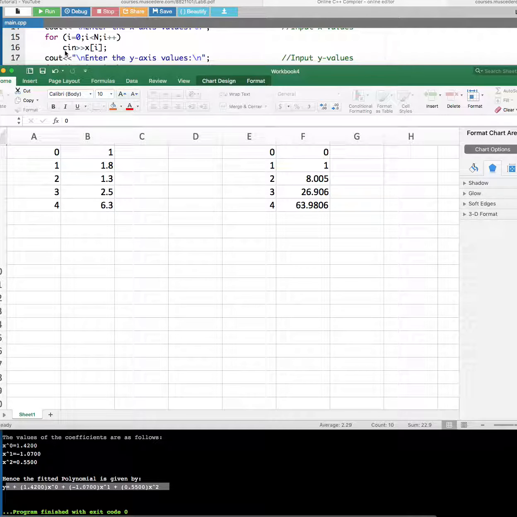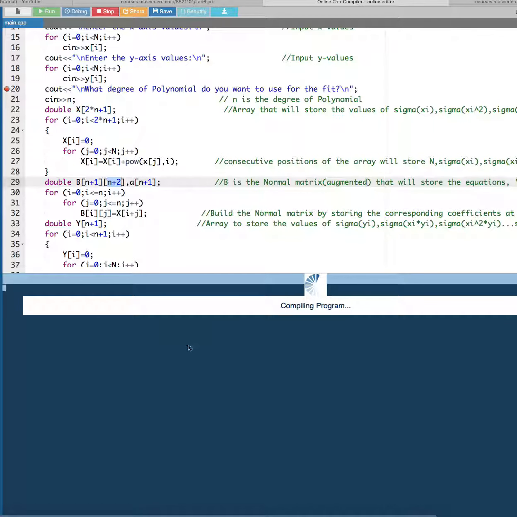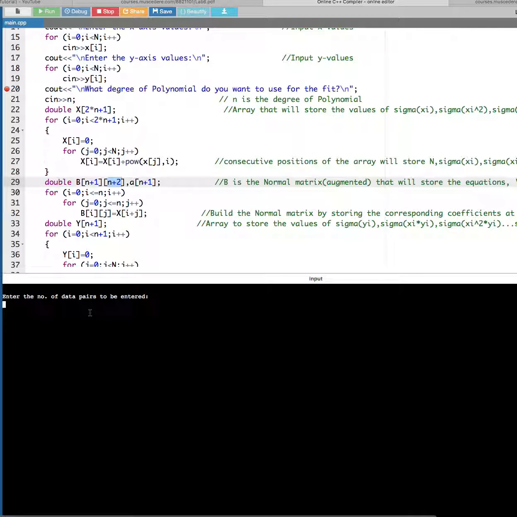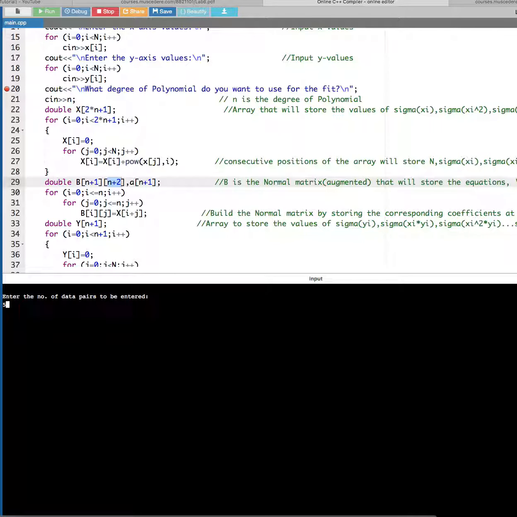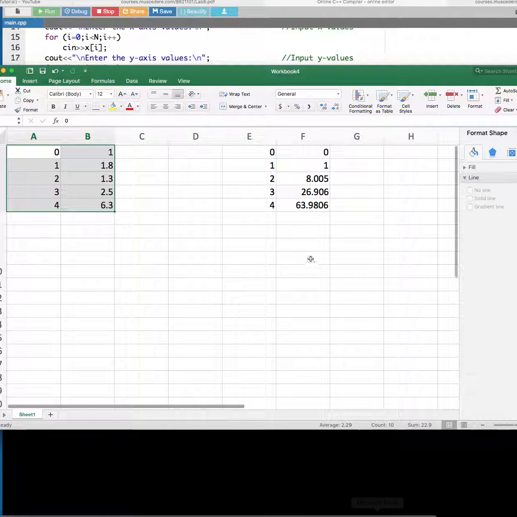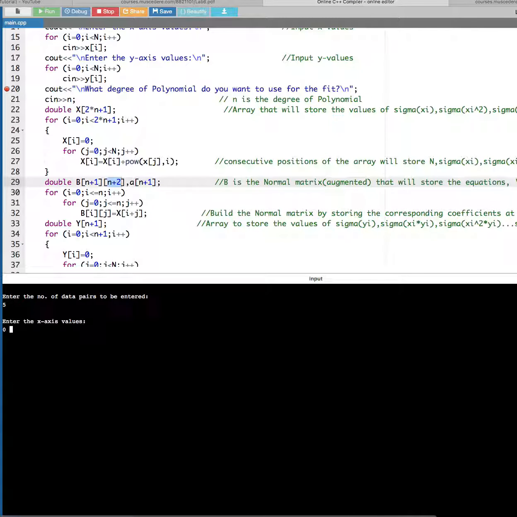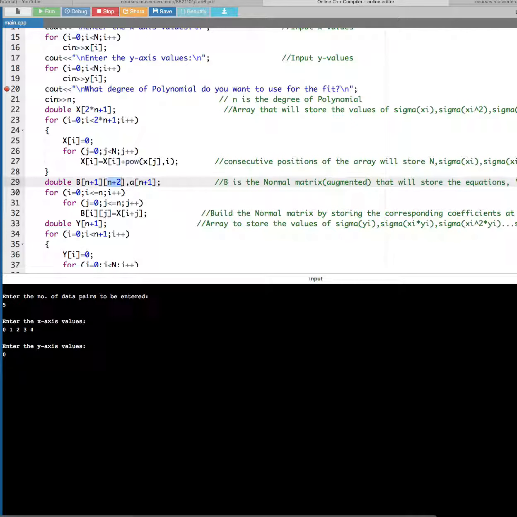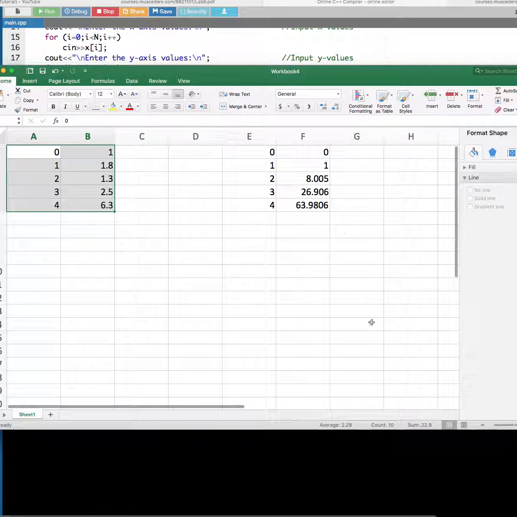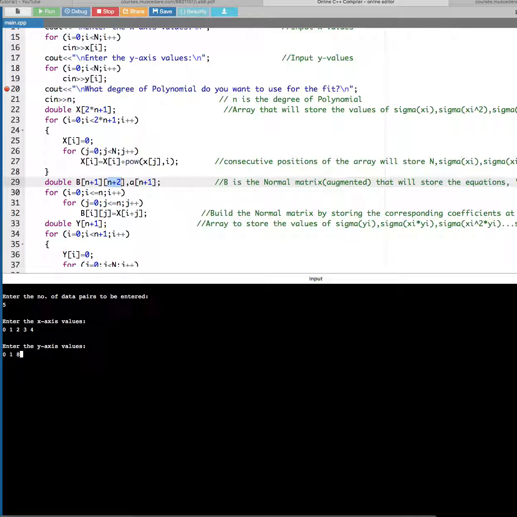Now let's look at the second set of data. Let's try that one. So I'm going to run this again. It asks to enter the number of data pairs, and here we have 5 data pairs, so I'm going to enter 5. Then the x values, going from 0 to 4, so 0, 1, 2, 3, 4, and then it's asking to enter the y values. It's going 0, 1, and then 8.005.